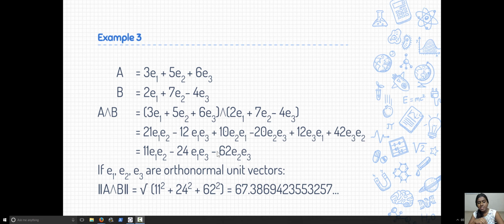You could ask what this 11 minus 24 minus 62 mean. You can imagine shining a light onto that plane and seeing how much shadow it casts on the individual e1 e2, e1 e3, e2 e3 planes, and you would know the orientation is either 11, minus 24, minus 62. The minus 24 means the shadow is cast under the plane instead of over the plane. Okay?